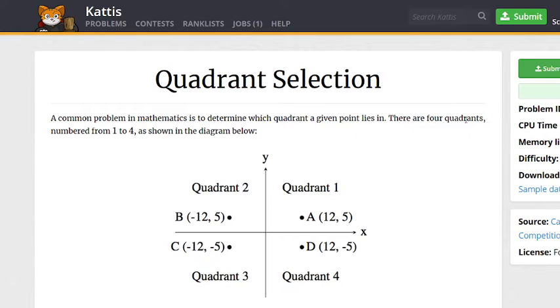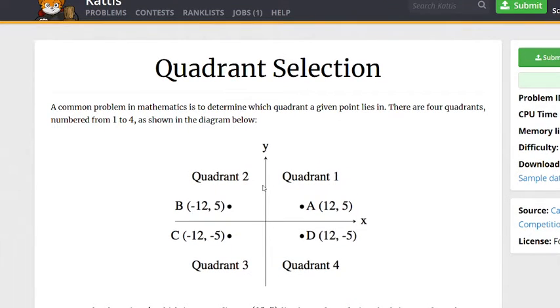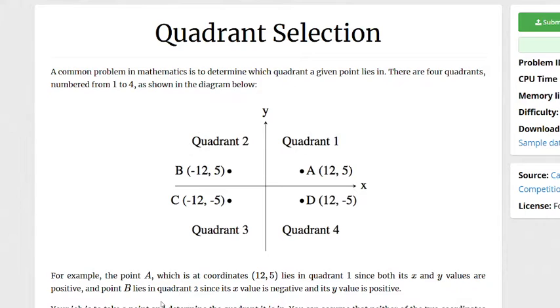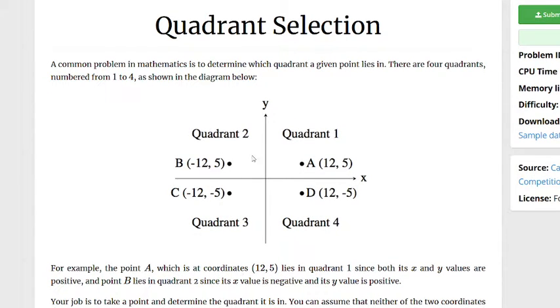And you can usually use a wide variety of programming languages. For ICPC, we usually just do C. Python also is very common for this type of stuff. But if we go over this question specifically, in the description, you can see it's a lot more written out, like a story, not a story specifically, but it's a common problem in mathematics to determine which quadrant a given point lies in.